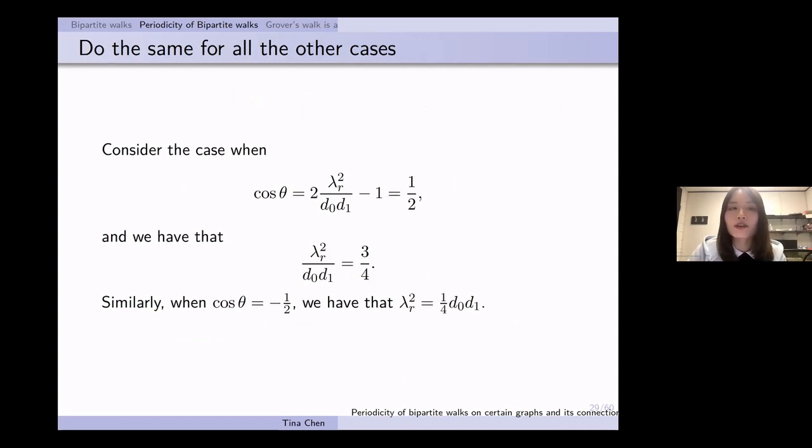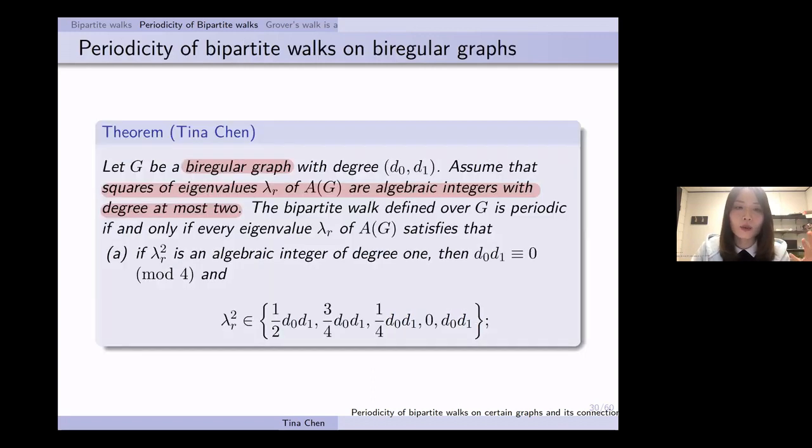Okay, so now I just take one case as an example to give you an idea of how we do all the other cases. In here, we just consider the case when cosine theta is 1/2. When the cosine theta is 1/2, because our graph is biregular, we know this cosine theta also can be written in terms of the spectrum of your underlying graph. So in this case, we know that this lambda squared is just 3/4 of d0 d1. On the other hand, when we take cosine theta_r to be -1/2, then in that case, the square of your lambda has to be 1/4 of d0 d1. And then we just use this same idea for every other case. So we can get a periodicity characterization of bipartite walks on biregular graphs.